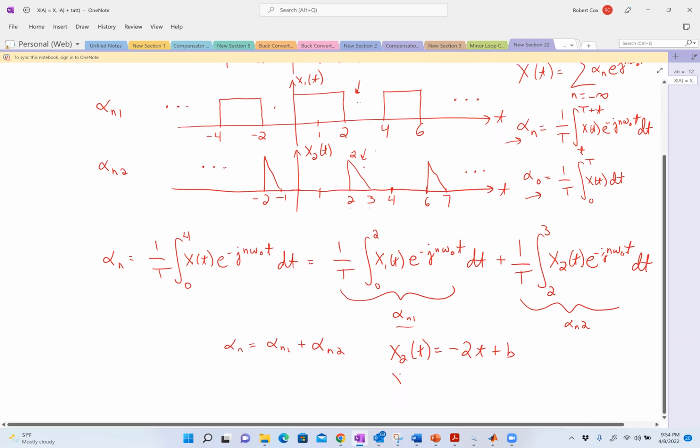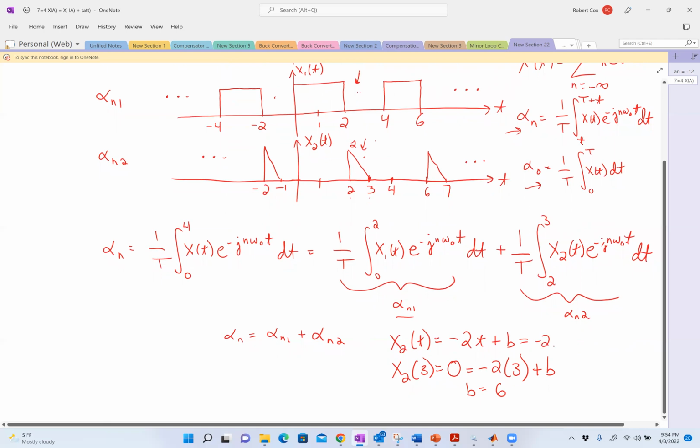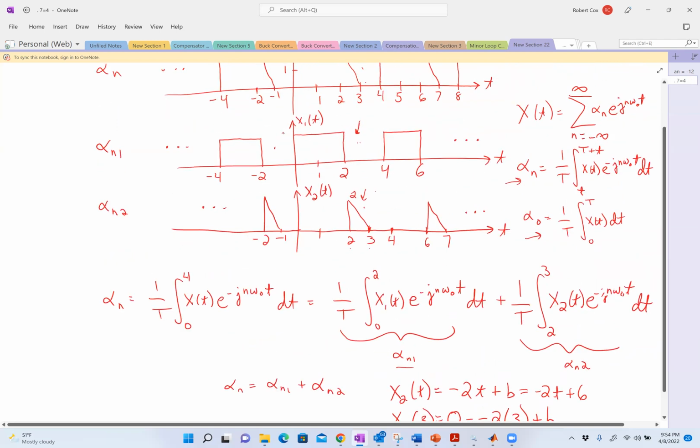And I know that x2 of t, if I look at it, is equal to 0 at t equal to 3. So x2 of 3 is equal to 0 when t is equal to 3. So b must be equal to 6. So I know that this function is -2t plus 6. So we'll go ahead and do those two integrals. So x1 is equal to a value of 2 from 0 to 2.